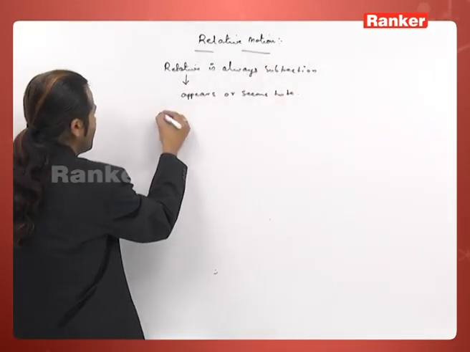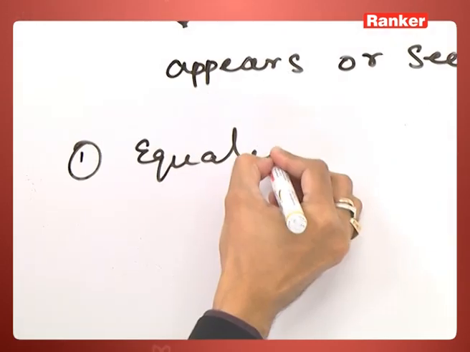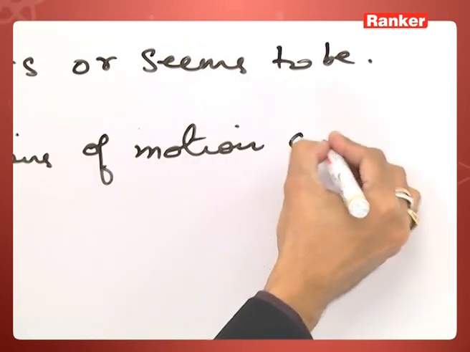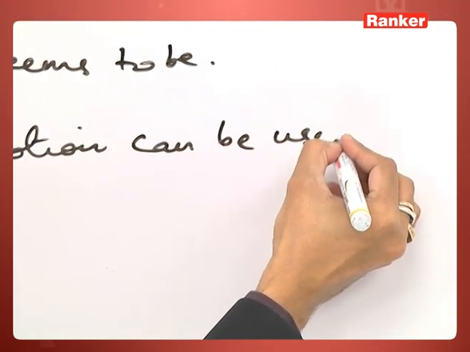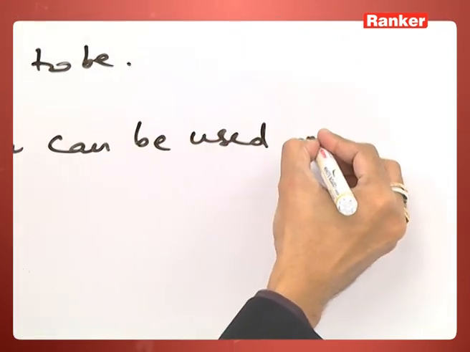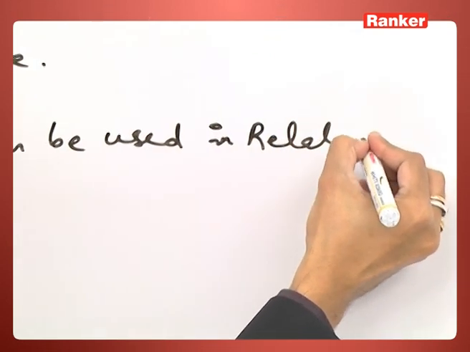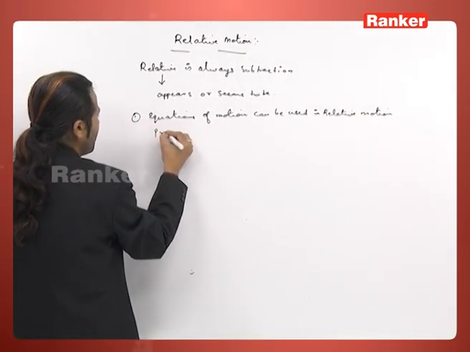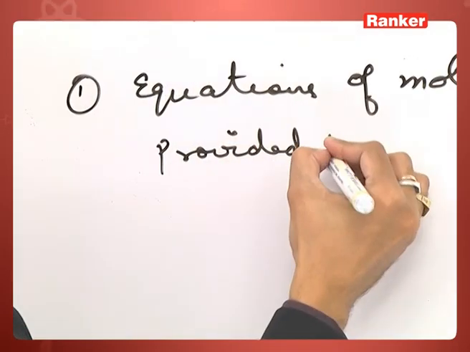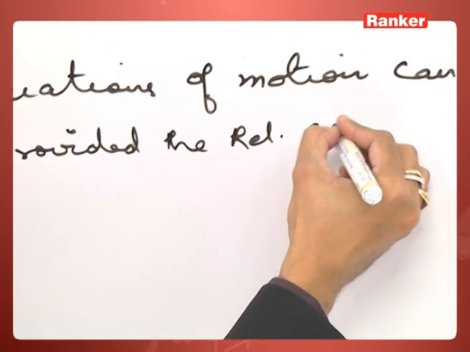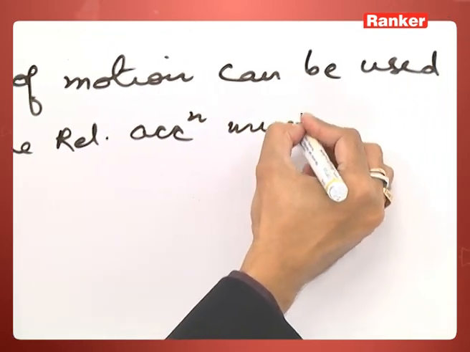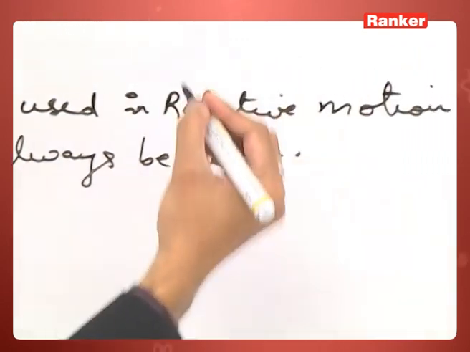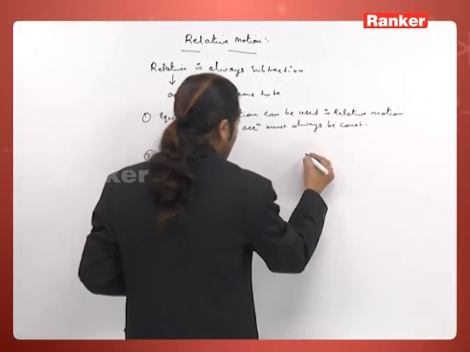Number one, equations of motion can be used in relative motion, provided the relative acceleration must always be constant.